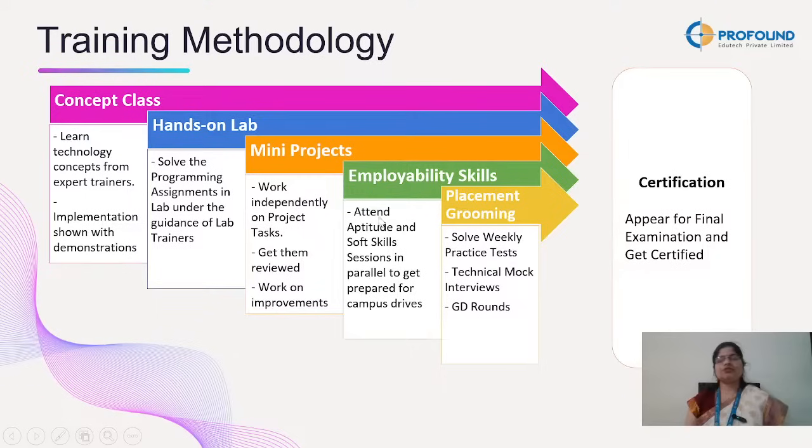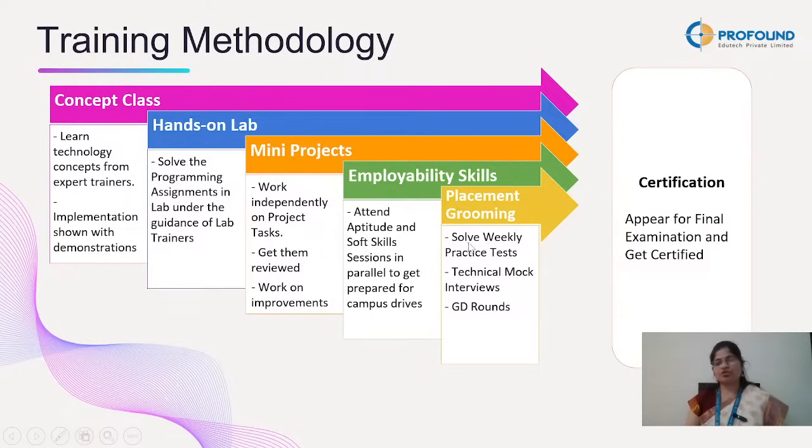Then employability skills: attend aptitude and soft skill sessions in parallel to get prepared for campus drives. For big MNC companies, you need to attend the GD round or aptitude round. You must be prepared for these rounds, because this is the initial or first round. अगर आप यहीं पे reject हो गए, you won't be able to crack the further rounds. Even if you are very sound in technical skills, assignments, labs, and mini projects, if you are lagging in soft skills and aptitude, you won't be able to go ahead and crack the further levels of the interviews.